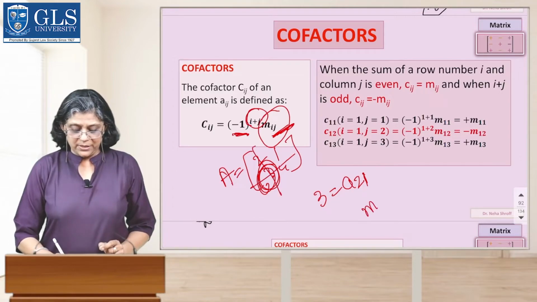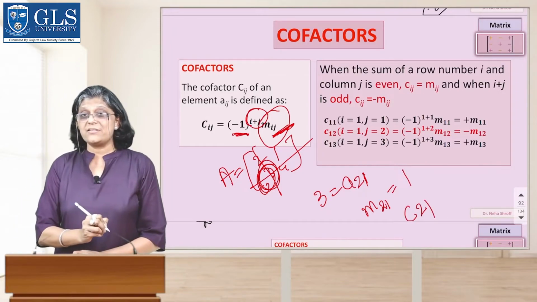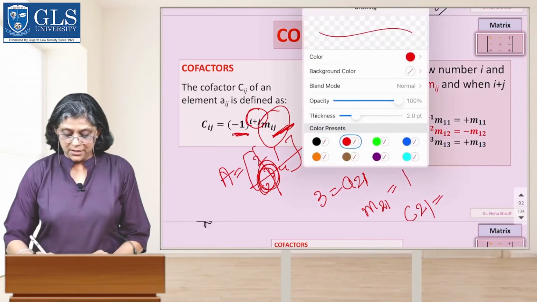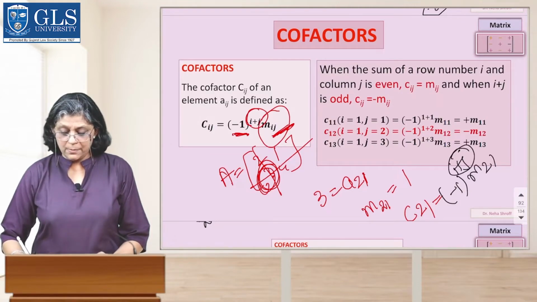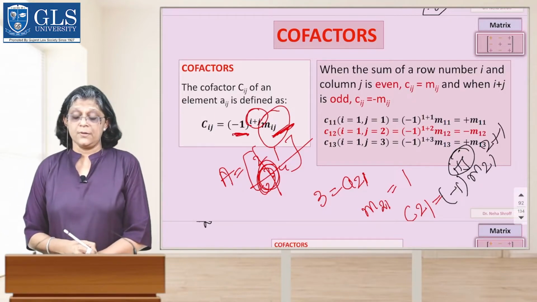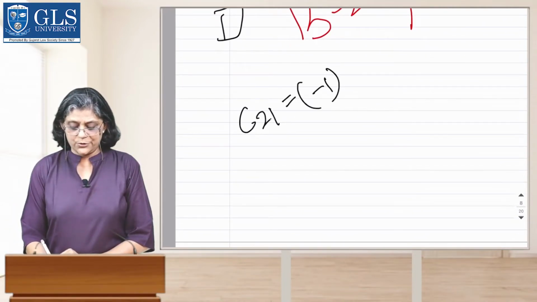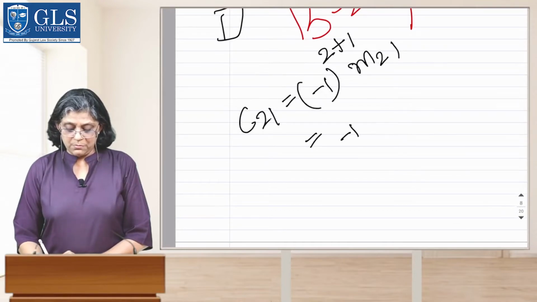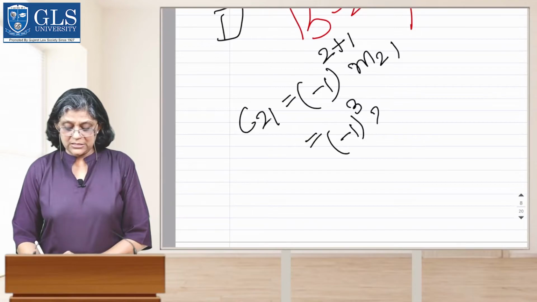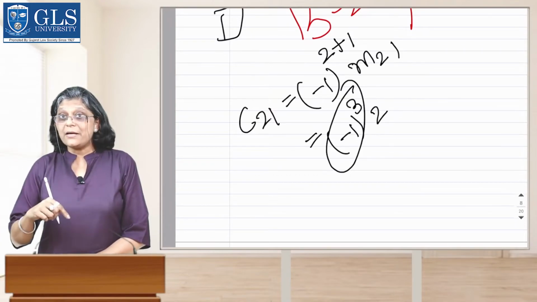If I want the minor, I deleted this, so M21 will be 1. But if I want C21, that is the cofactor, then what they have written is that C21 is -1 raised to I plus j into M21. But what is this? This is nothing but 2 plus 1. Clear? So if it is C21, that is -1 raised to I is 2, j is 1, the value of M21, that is equal to -1 raised to 3, M21. Suppose my M21 came as 2. Now, what is -1 raised to 3?